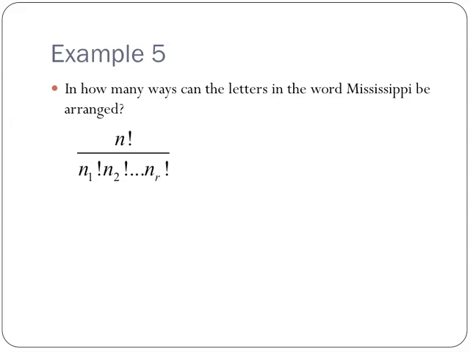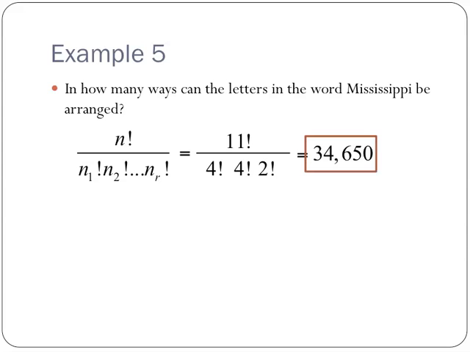So let's count out how many repeats we have. It looks like we have 4 I's, 4 S's, and 2 P's. So I'm going to divide those all out. On top we have 11 factorial. On the bottom we have 4 factorial, 4 factorial, and 2 factorial for the 4 I's, the 4 S's, and the 2 P's. And then simplifying that, we end up with 34,650.